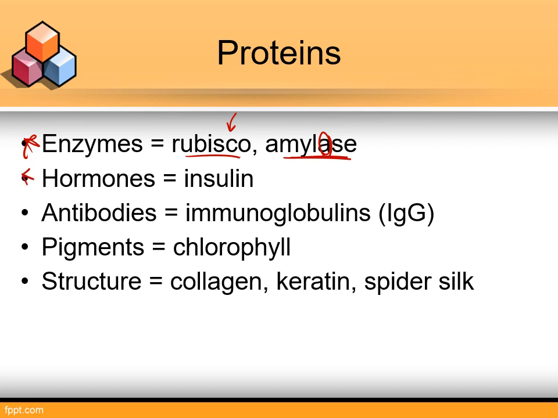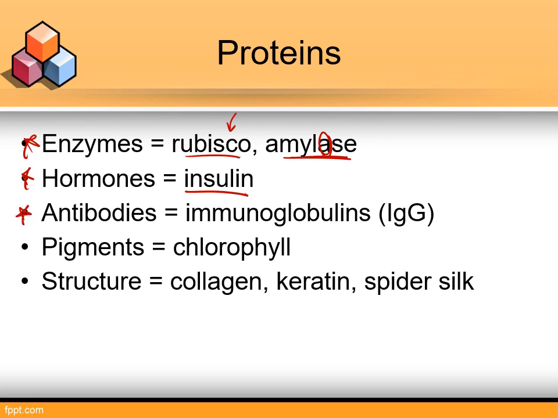Proteins can be hormones like insulin. Insulin is a hormone released by beta cells of the pancreas when our blood glucose levels are too high. It's going to cause that glucose to get bound into glycogen, which is stored either in our muscles or our liver, reducing that blood glucose level.